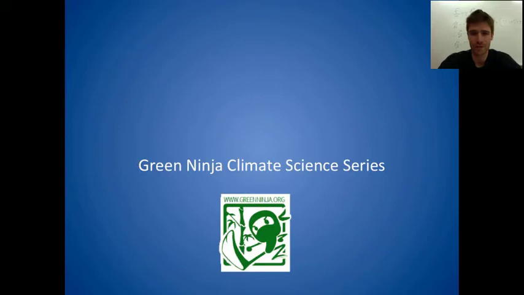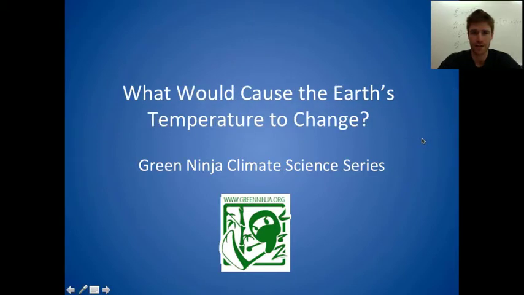These videos are going to be asking some basic questions about some of the fundamentals of climate science. This first one starts with a very basic question: what would cause the Earth's temperature to change? When we hear the term global warming, we are obviously talking about a scenario where the Earth's temperature is increasing. I just want to ask the basic question of what would cause the Earth's temperature to change in general, in either direction.